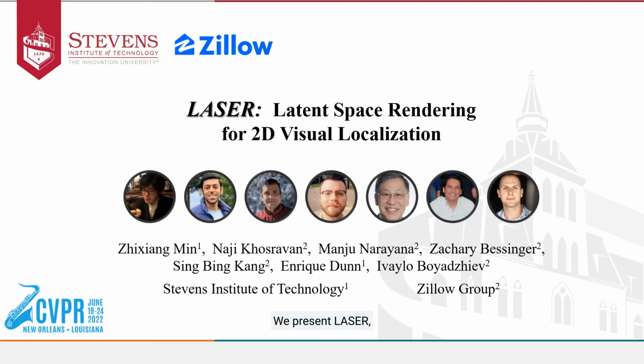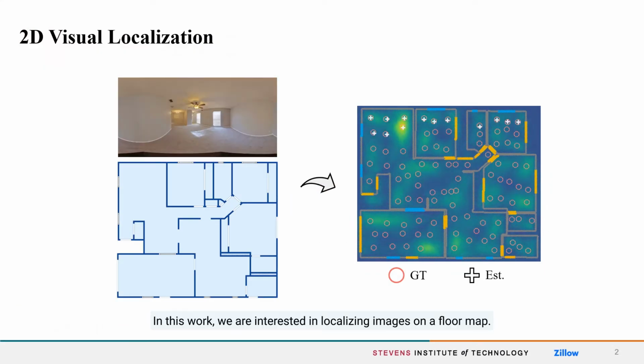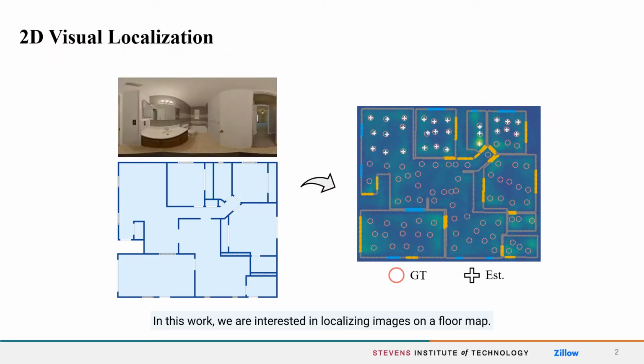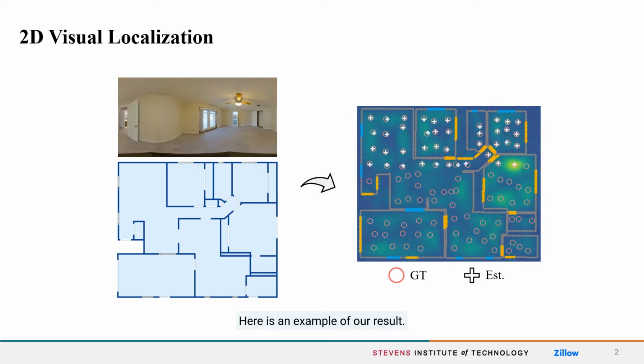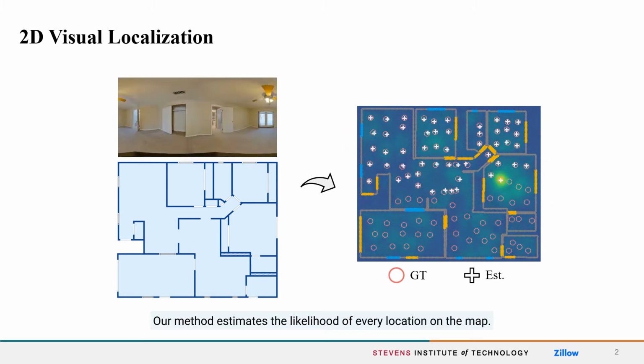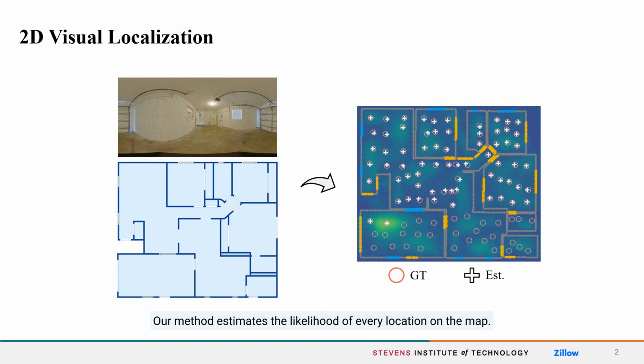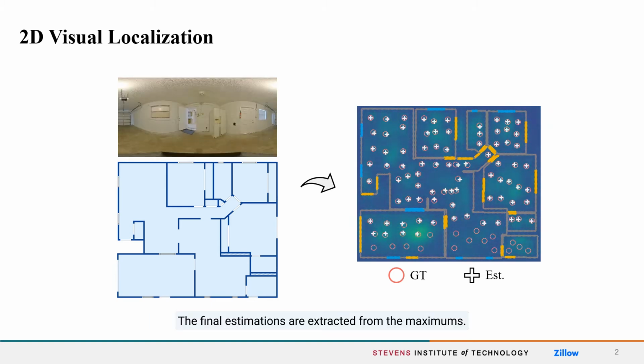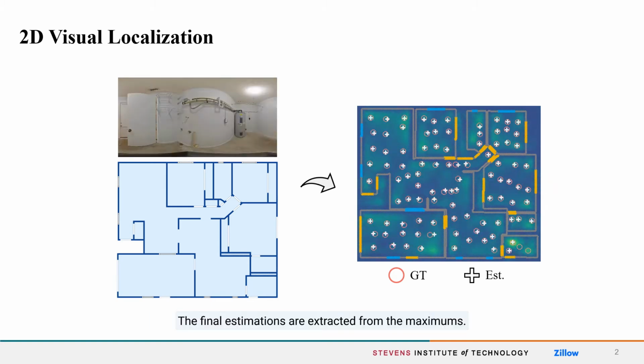We present LASER, an efficient and accurate 2D visual localization framework. In this work, we are interested in localizing images on a floor map. And here is an example of our result. Our method estimates the likelihood of every location on the map, and the final estimations are extracted from the maximums.